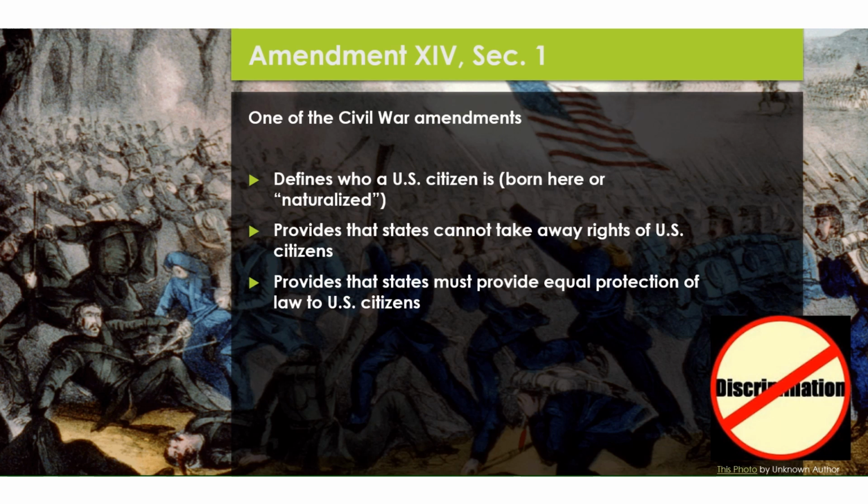So one of the most important things the 14th Amendment does is define who a U.S. citizen is, okay? And it says simply, if you're born in the United States, you are a U.S. citizen. Or if you go through the process of naturalization like my dad did, you're a U.S. citizen. So it points a finger at the former slave population and says, look, these people are U.S. citizens, and they're also citizens of the state where they reside. Okay, so that's a major, major statement.